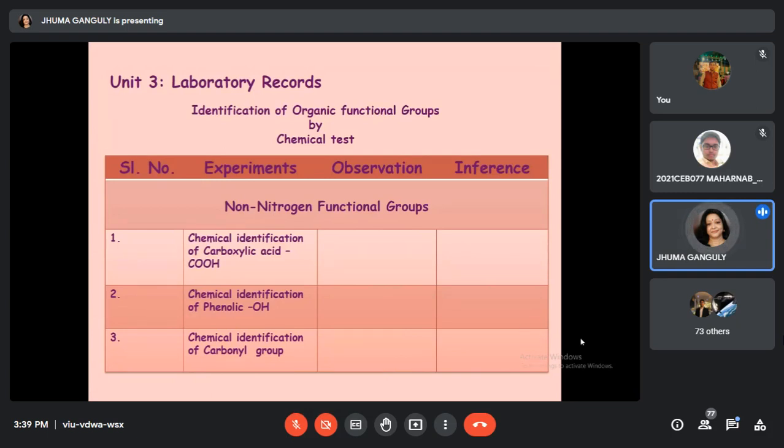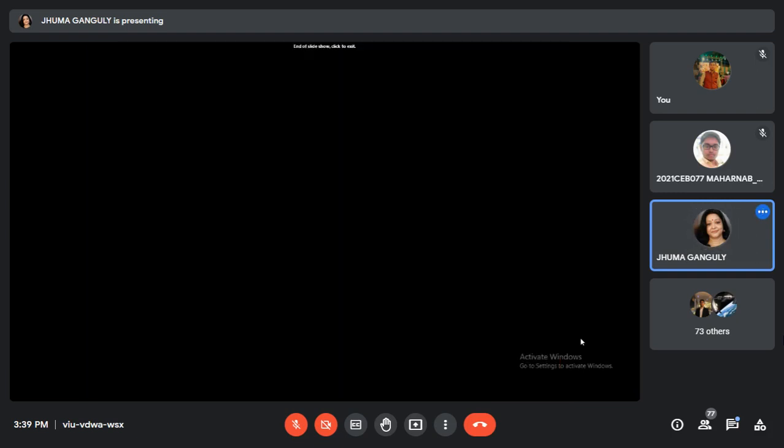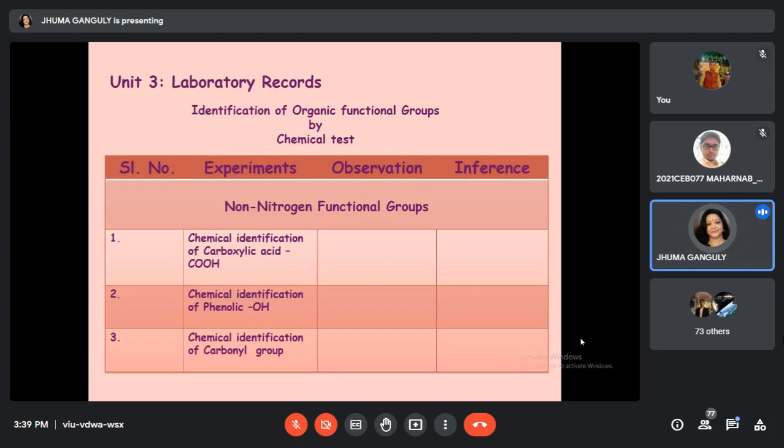Okay, so up to this much for laboratory records. For today, up to this. So for next day, means after midsem, I will finish the nitrogen and then go for the class assignment, depending on the situation or the decision by the authority.